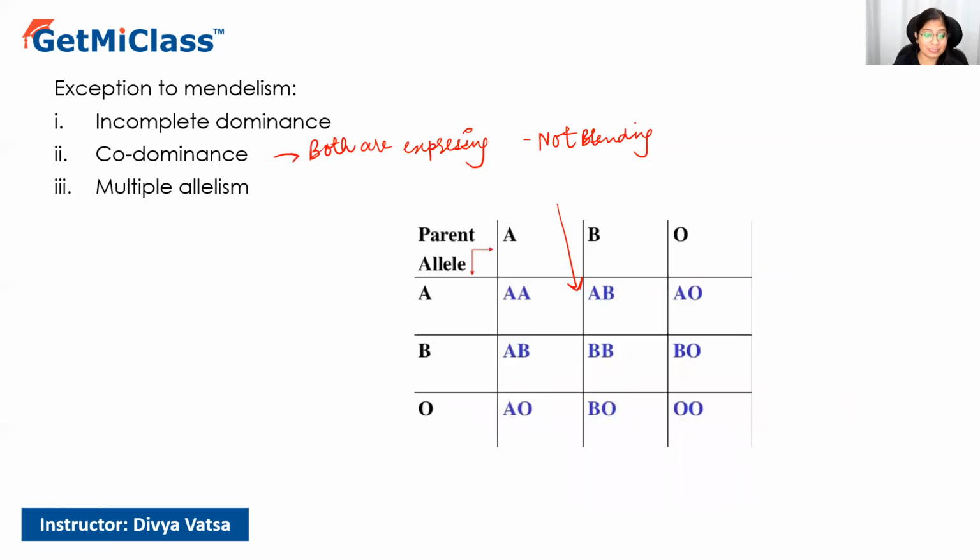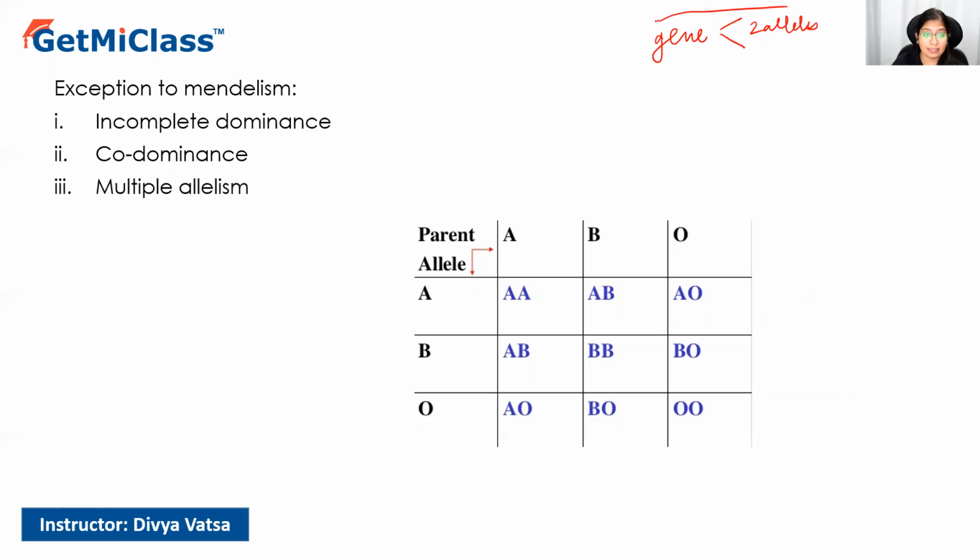Now, moving on to the next one, that is multiple allelism, which is another exception to Mendelism. Mendel said that each gene has only two alleles. Yes, but multiple allelism says that this is wrong. Sometimes for a gene, many alleles are there, as you can see in the case of the blood groups.